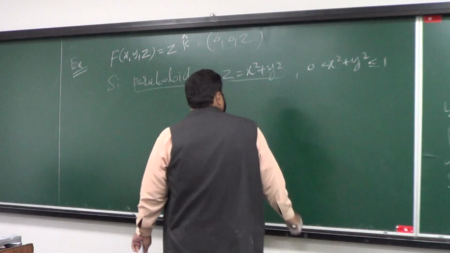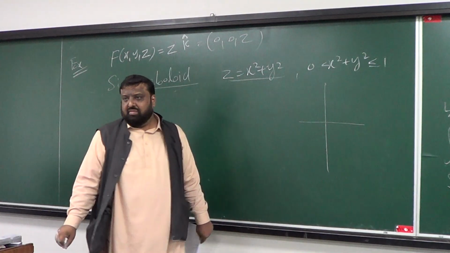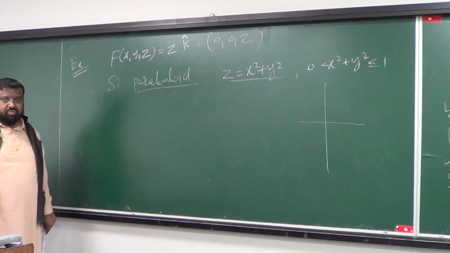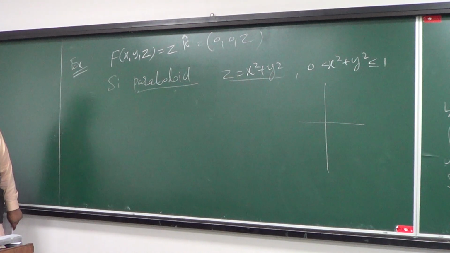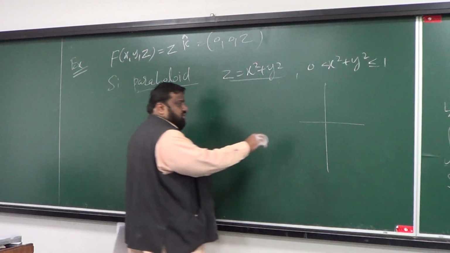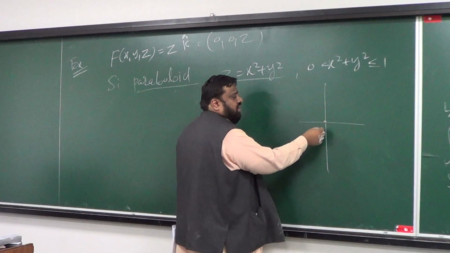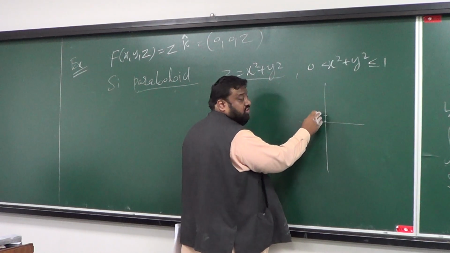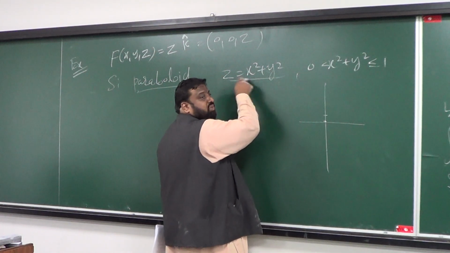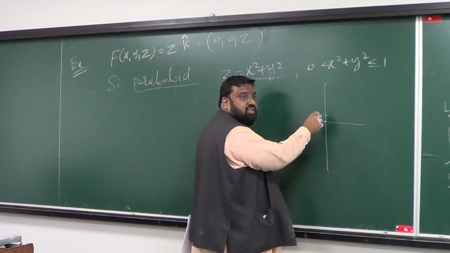Okay. By the way, what would be the picture of it? How can I picture it? So at z equal to 0, you're going to have this point. At z equal to, for example, 1, I'm just showing some cross section. You will have a circle, x square plus y square equal to 1, but this is attached to z equal to 1. Remember?